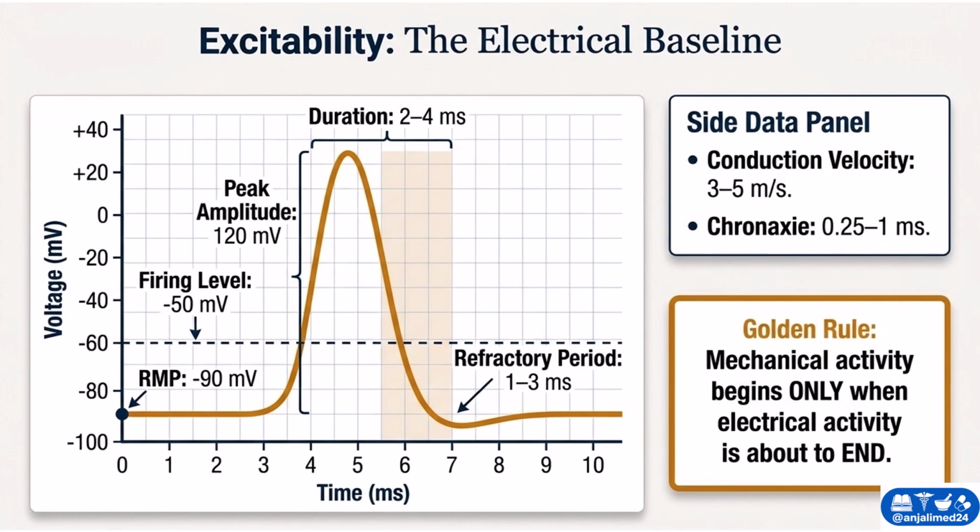Excitability, the electrical baseline. Now let's focus on the first physiological property of the muscle, excitability. It is the ability of a muscle fiber to respond to an electrical stimulus and generate an action potential. This graph shows the skeletal muscle action potential over time. At rest, the resting membrane potential is around minus 90 millivolts.